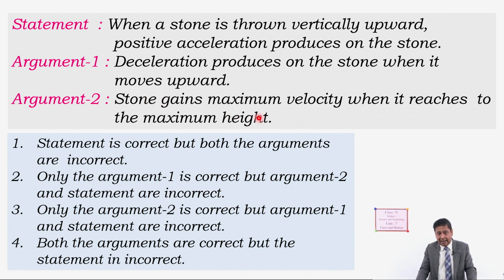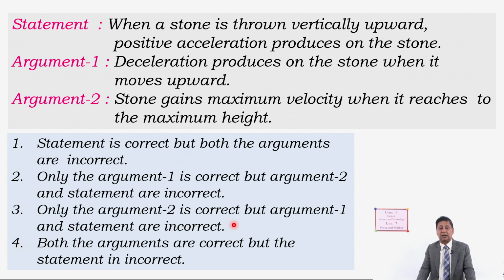Stone gains maximum velocity when it reaches the maximum height. When the stone reaches maximum height, its velocity becomes 0, not maximum. This is not correct. It means argument 2 and statement are incorrect, as told. Statement is incorrect, previously decided. Argument 2 is incorrect, this is also decided. Only argument 1 is correct. Yes, this option is correct. But we have to check the third and fourth options also.